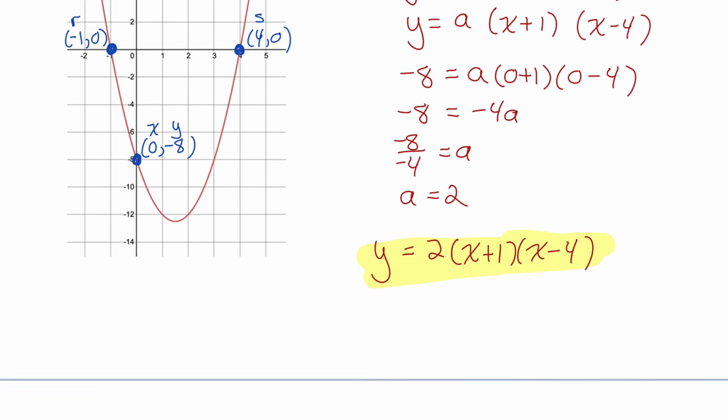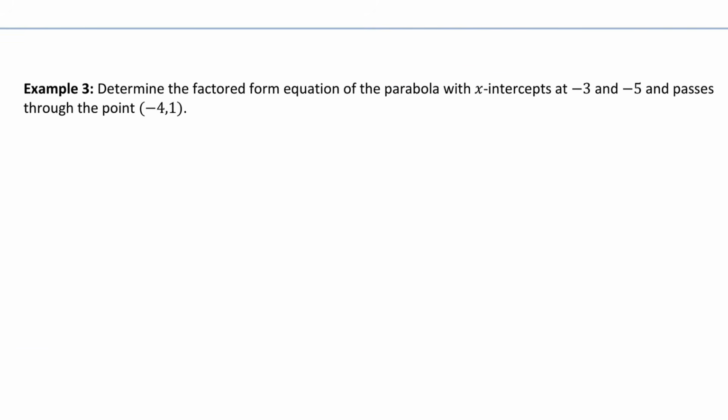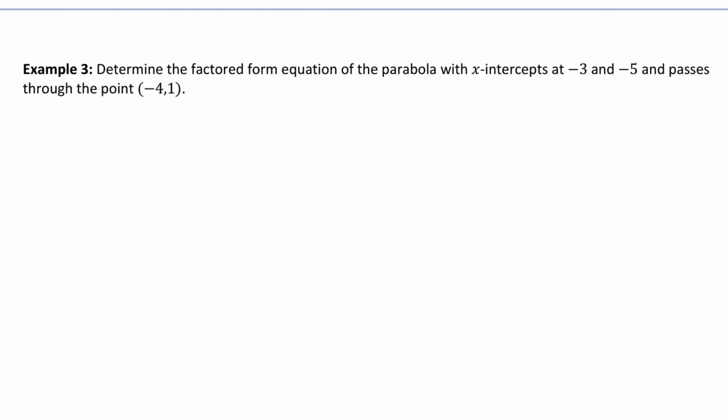And now let's do one last question. This time it doesn't give us the graph, it just describes it. It says determine the factored form equation of a parabola with x-intercepts at -3 and -5 and passes through this point. Well, the x-intercepts in the factored form equation, let me write that out.